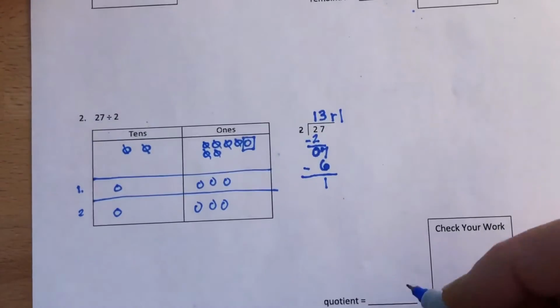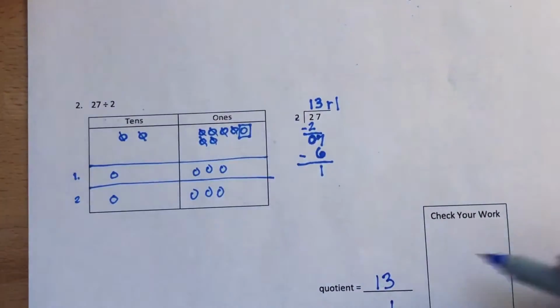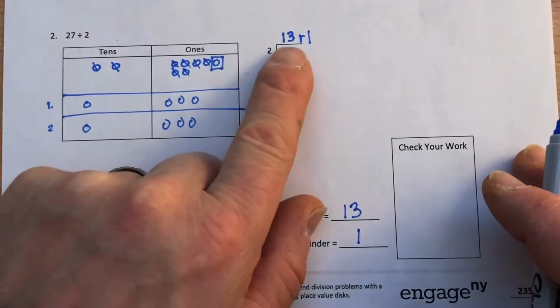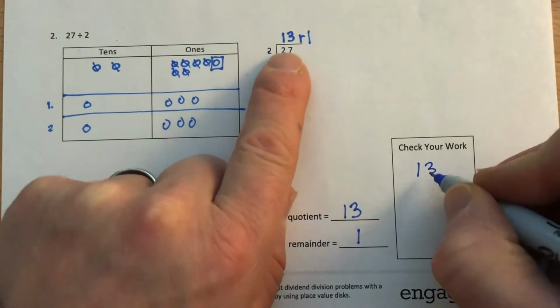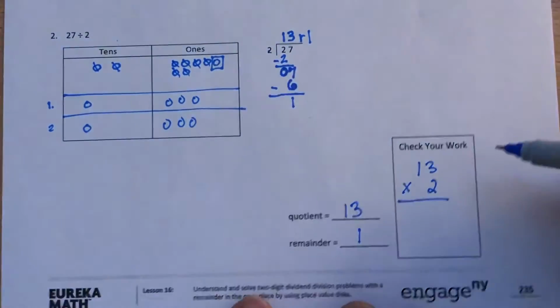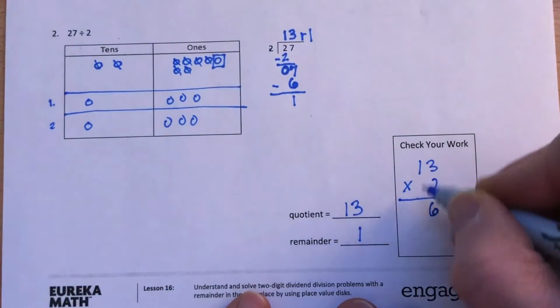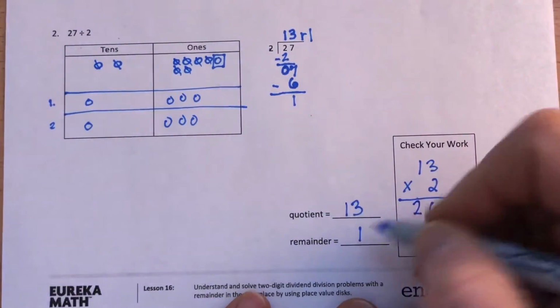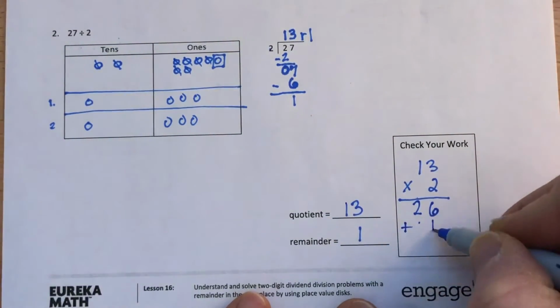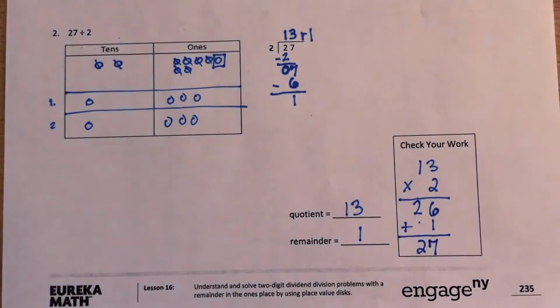So my quotient is 13, and my remainder is 1. So now let's go check our work. I start off with my 13, and I'm going to multiply that by 2. Okay? 2 times 3 is 6. 2 times 1 is 2, 26. Then I add that remainder of 1, and I'll get 27. Okay? Just like that.